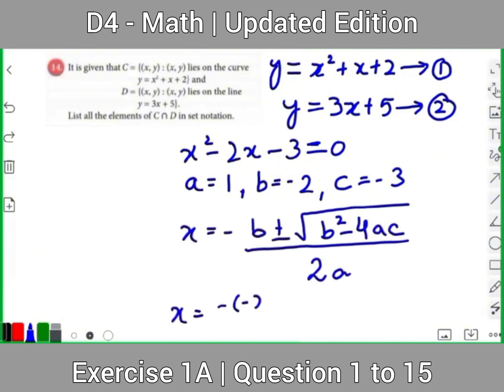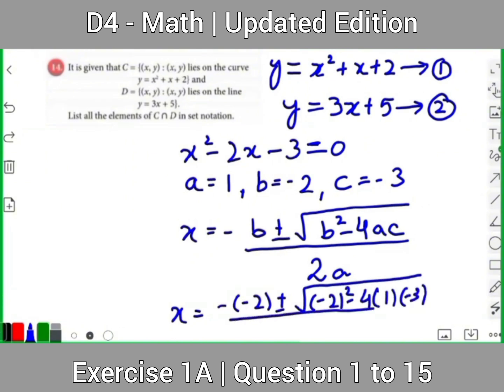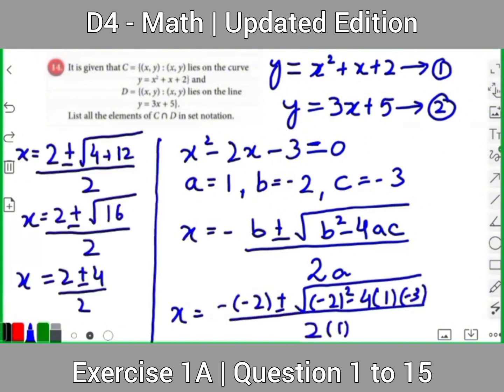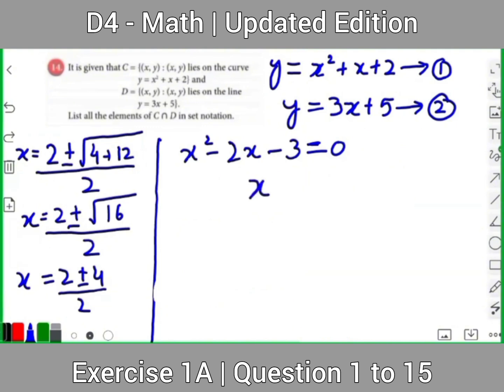Minus b is minus of minus 2, plus minus under root of b square. The value of b is minus 2, so minus 2 square, the value of a is 1, and the value of c is minus 3, and the value of a is 1. Now by solving the next step, we get x equals 2 plus minus under root 4 plus 12 over 2. And after simplifying, we will get 2 plus minus 4 over 2. Now we have x equals 2 plus 4 divided by 2, and the second value of x is 2 minus 4 divided by 2.